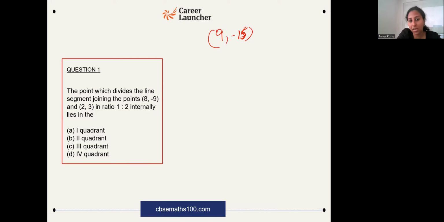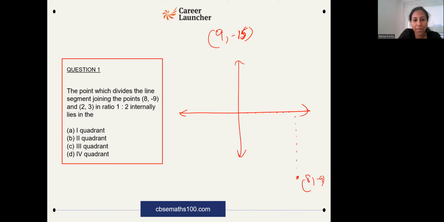Those who want to check how to do it by diagram. All right, so I have (8, -9). 1, 2, 3, 4, 5, 6, 7, 8, and down 9. And I have (2, 3): 1, 2, and then 1, 2, 3. I'll join these. I need to find the point which divides this in the ratio 1:2.